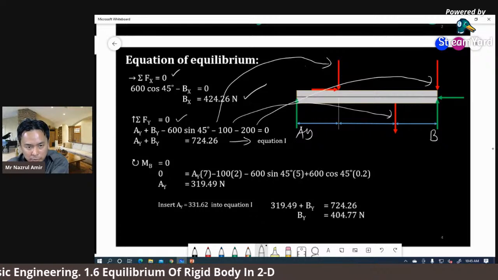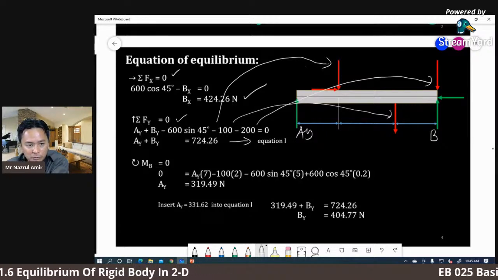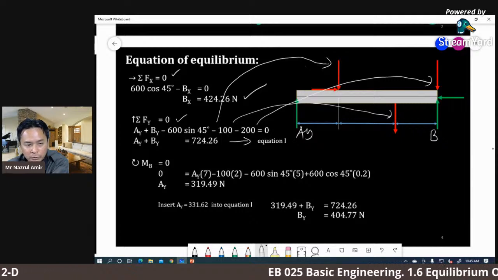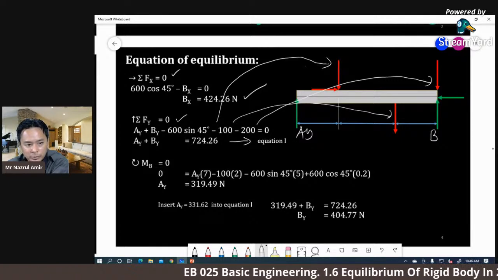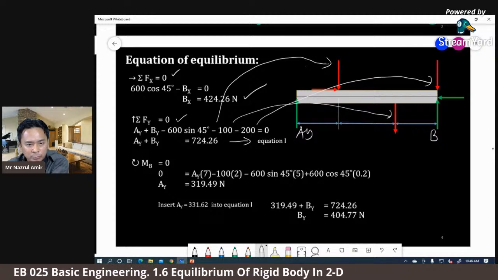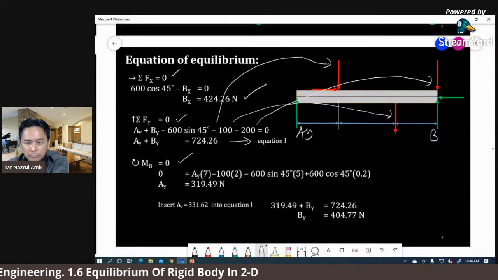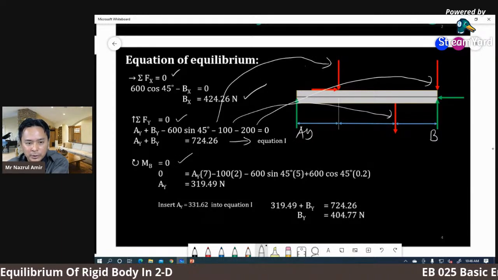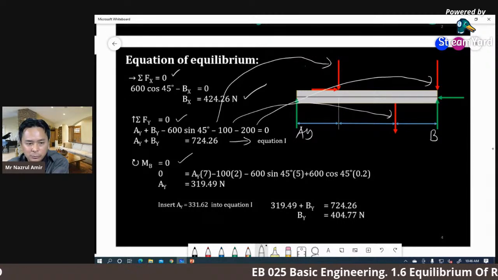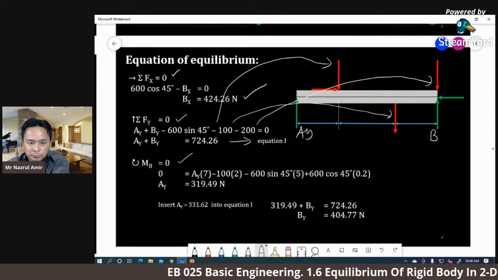So this is the KIV step. We stop here because we cannot solve for both unknowns. We have one more equation to be used, which is the summation of moments. Here we use the summation of moments at point B. Why do you use point B instead of A? There is a reason why you choose to sum moments at point B.